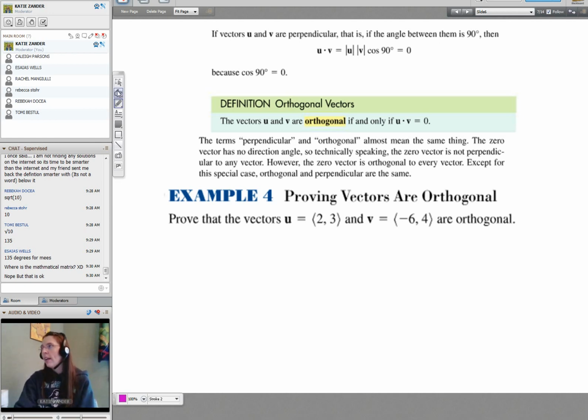All right, let's go ahead, and it says prove that the vectors here are orthogonal. So if we need to prove that they are orthogonal, we're basically just showing the dot product equals 0. So how do we show that the dot product is going to be 0 for these two vectors?